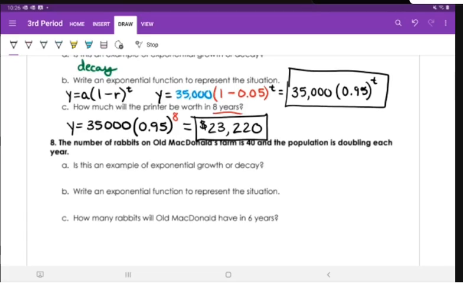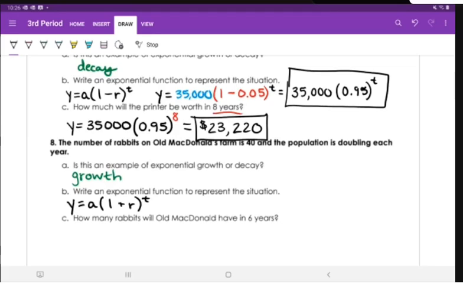So there's a bit of a trick to this problem that we're going to talk about in part B. For part A, all we need to figure out is whether the population is growing or shrinking. Well, doubling indicates that it's growth, right? So we're going to be growing this rabbit population. So for part B, we're going to be looking at a model that uses a 1 plus r to the t. The trick is figuring out what r is.